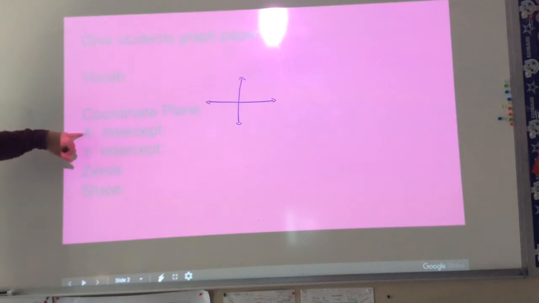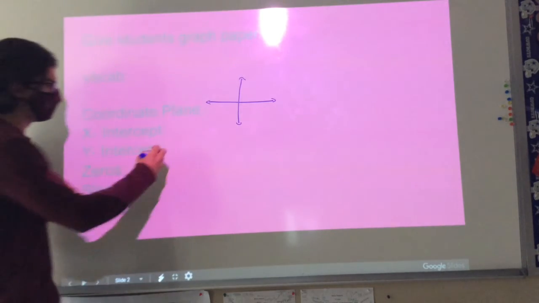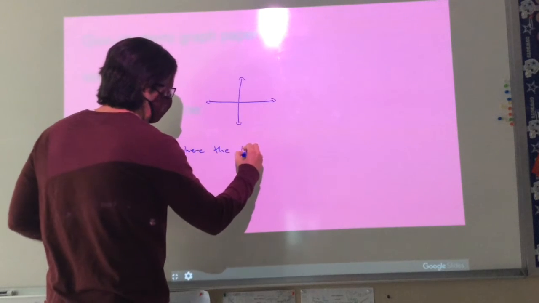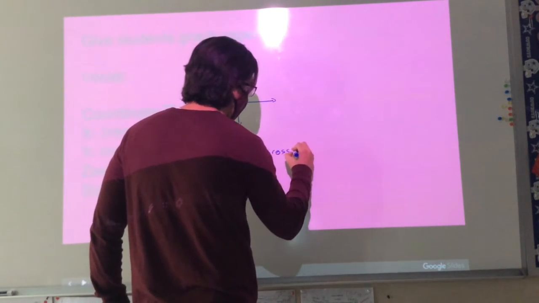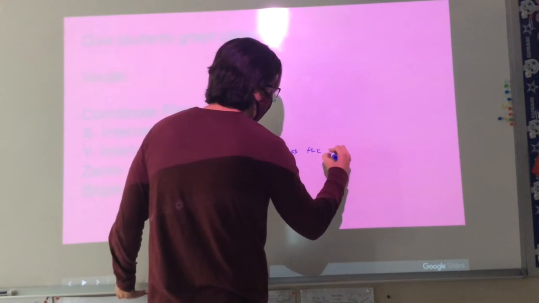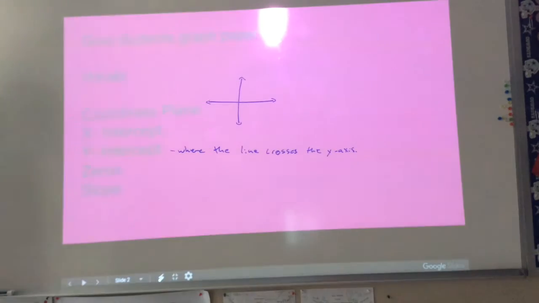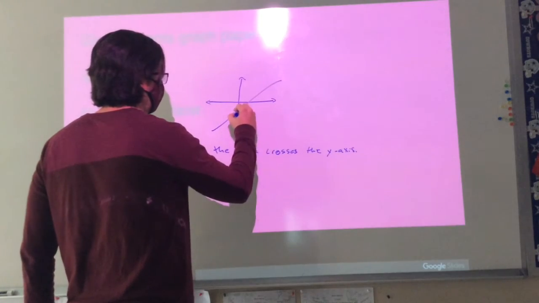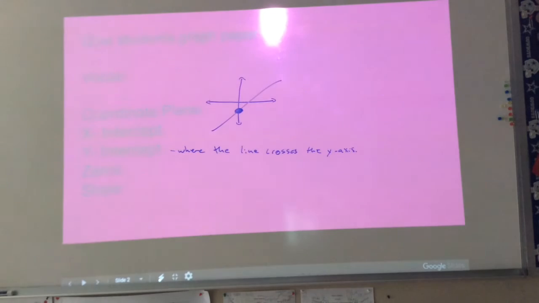Okay, I'm going to skip over x-intercept until I talk about y-intercept. The y-intercept is going to be where the line crosses the y-axis. And I think you know that already. I think you're very familiar with what a y-axis is. So if I was going to draw a line where the line crosses the y-axis, my y-axis is going to be that spot right there.